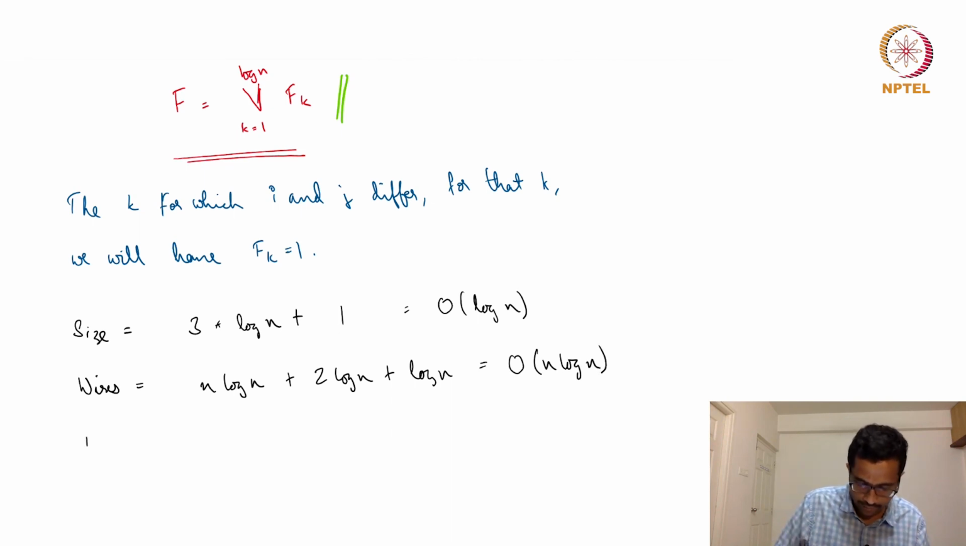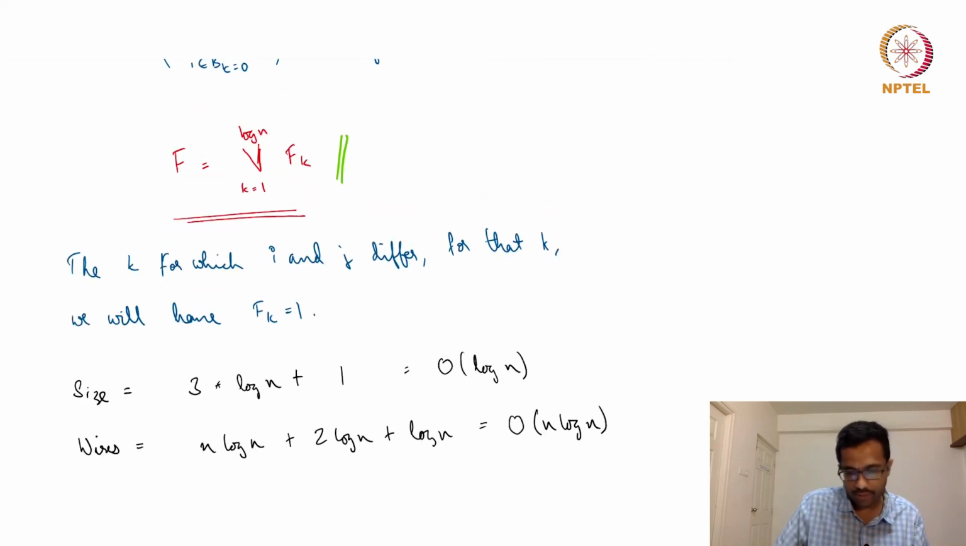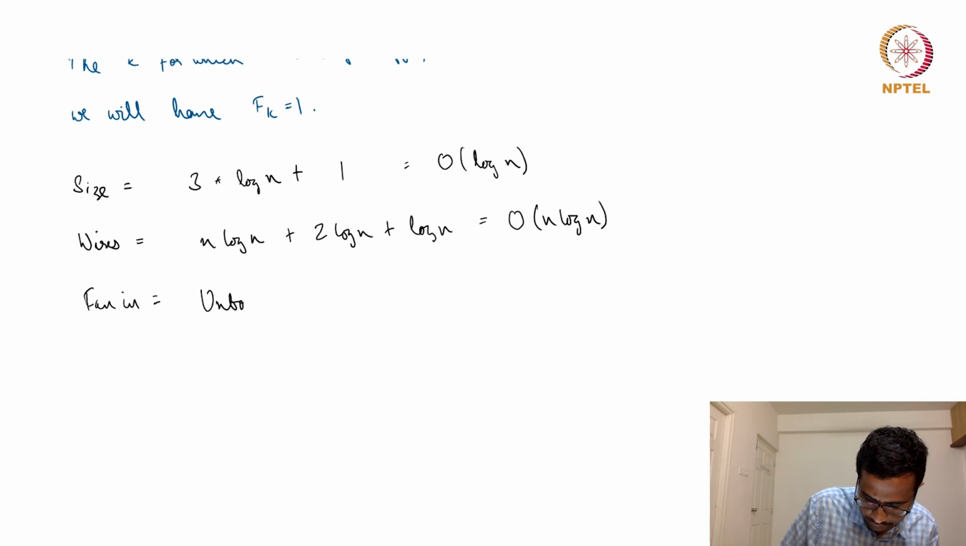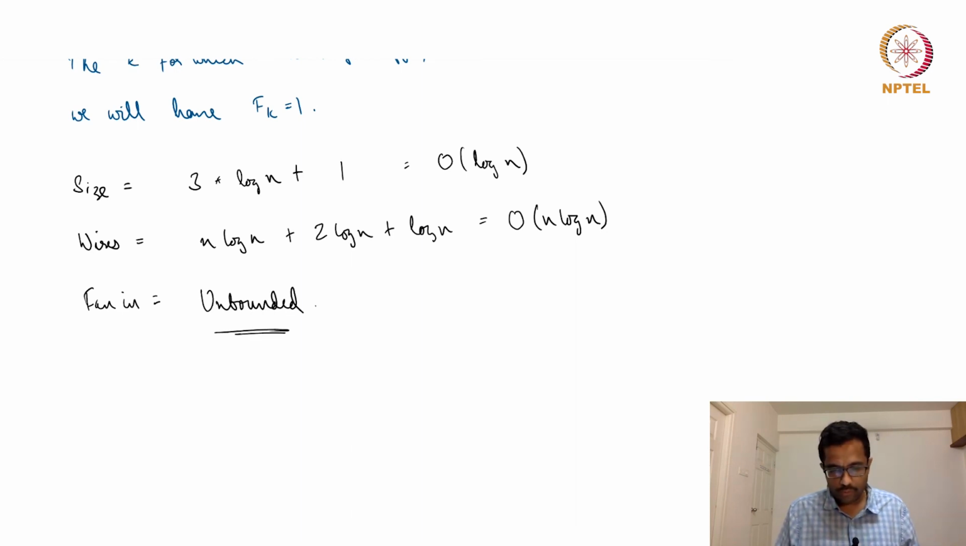And finally, fanin, this should not be that difficult. Even the bottom level or the top level f computation requires log n many inputs. So log n itself varies with n, so it is not fixed, so this is unbounded. So here we have a sublinear sized circuit, but the number of wires goes up to order n log n.